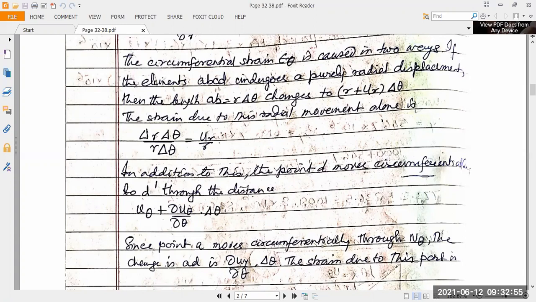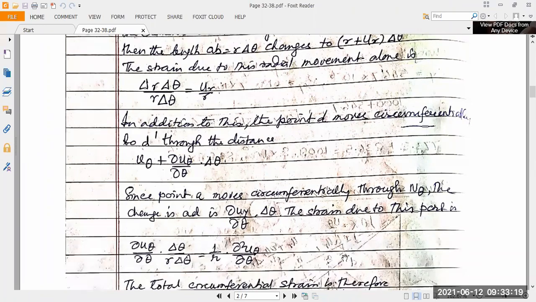dy d theta multiplied by, thus the circumferential movement is through u theta here. The change in AD is du_y divided by d theta multiplied by delta theta itself, and the strain due to this is del u_y by del theta, r delta theta by delta r, equal to 1 by r del u_theta by del theta itself.